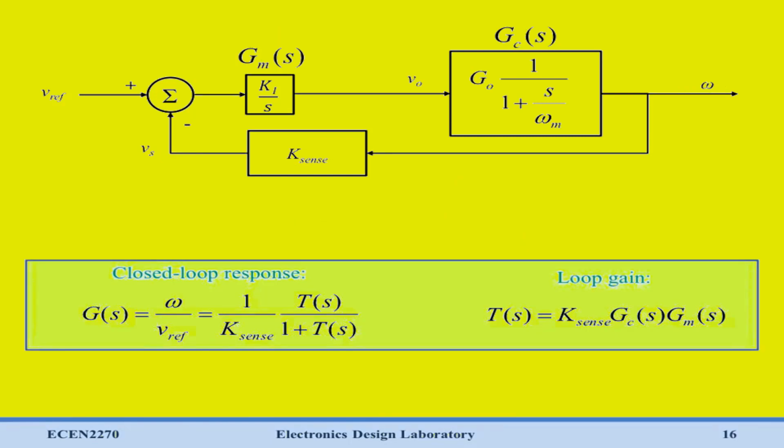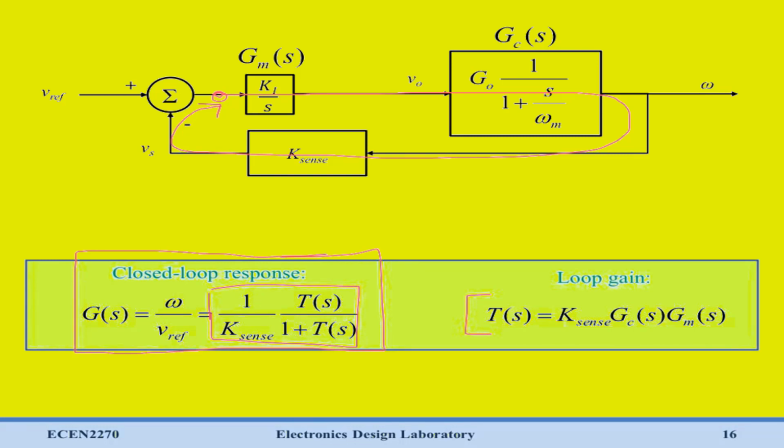Here we've just written them out a little bit clearer. Again, we have T equal to K sense times GC times GM, and this is traditionally called the loop gain. We call it the loop gain because if you picked a point on the loop and simply went all the way around once, you end up with this term, GM times GC times K sense. And so our full closed loop response to the system, GS, is going to equal this function here.